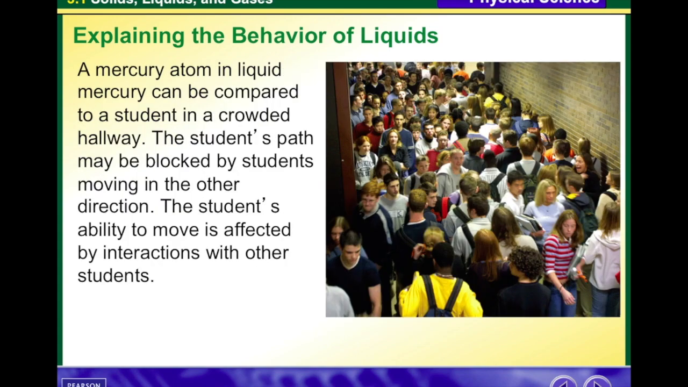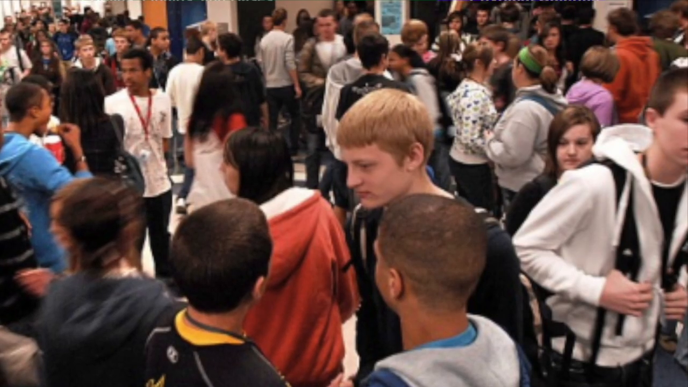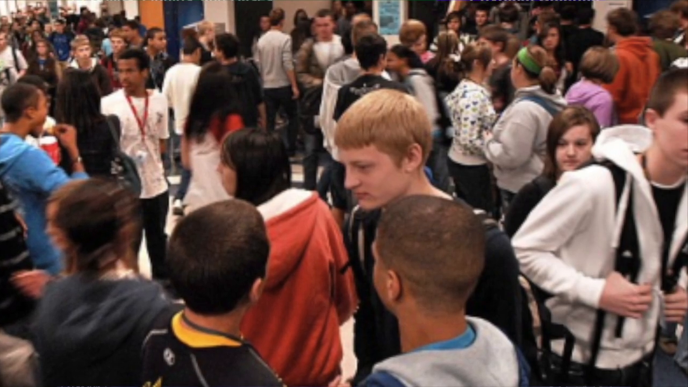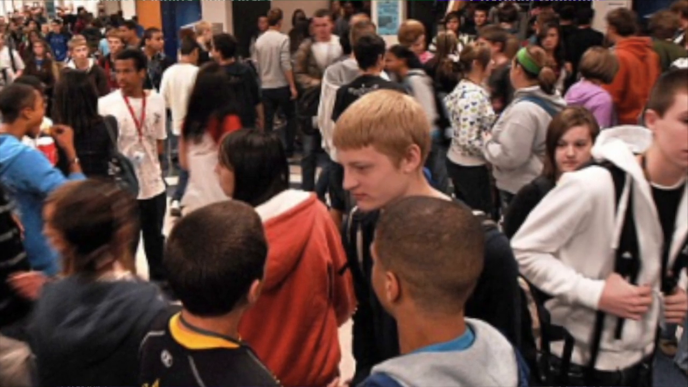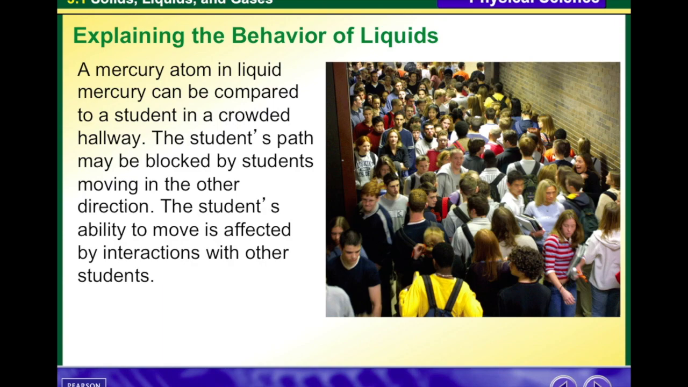Any liquid, or if you want to think of the mercury atoms, could be compared to students in a crowded hallway. So the students are all the particles, the atoms. They're rubbing up against each other, they're interacting, they are packed together, but there's no real organization. But a student's ability to move is affected by interactions with other students. That's what happens in a liquid. The particles are close enough that you have these attractions: cohesion, viscosity, surface tension.